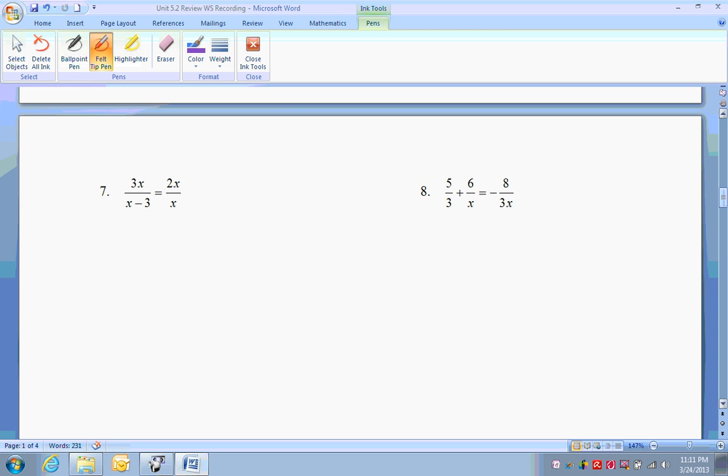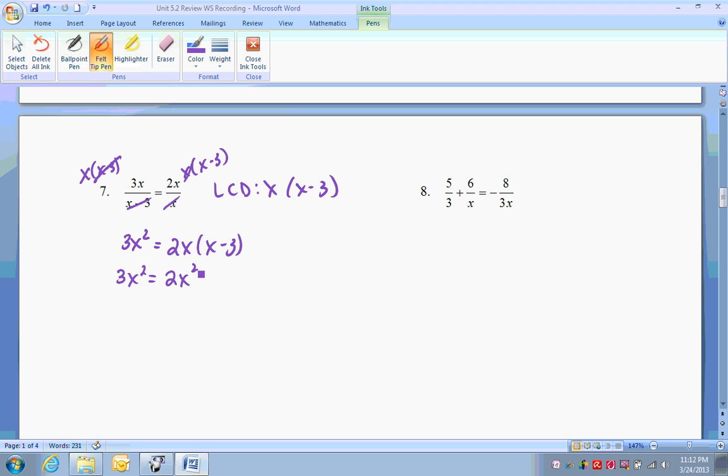Our least common denominator is x times x minus 3. So I multiply everything by x times x minus 3. I cross out what cancels, and I multiply what's left over. So x times 3x is 3x squared. And then I have 2x times x minus 3.